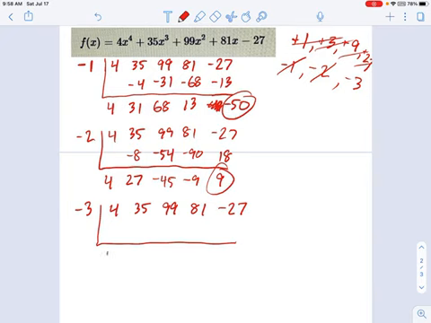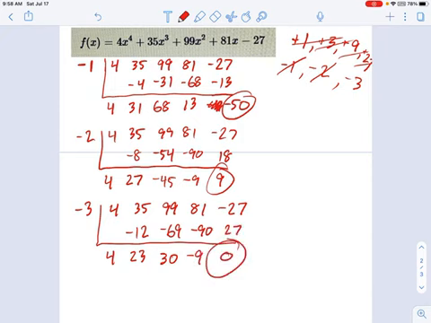So here's the coefficients. I'm going to work through this again. 35 minus 12 is 23. Times negative 3 is negative 69. That's going to be positive 30, negative 90, negative 9, positive 27. There we go. We got one. So x equals negative 3 is a root of this thing, and now we can factor it.